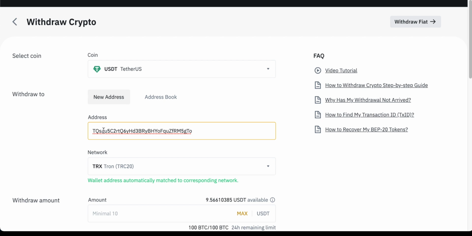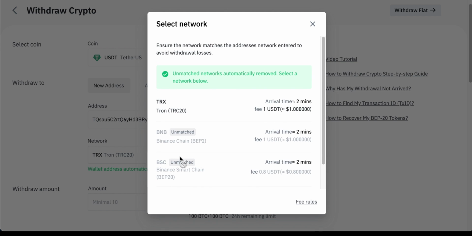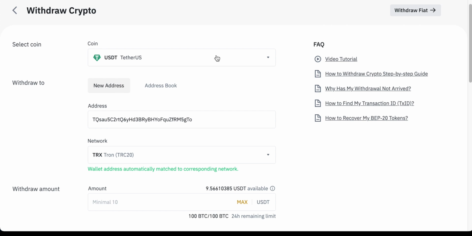So I'm going to paste the address in right here, and it's found that my address is a TRX or a Tron address. And as you can see right here, this transaction is actually charged at $1 US to send that amount over, no matter how much you're sending. And on Ethereum, you might be paying $5 or $10 depending on what the fees are at the time.